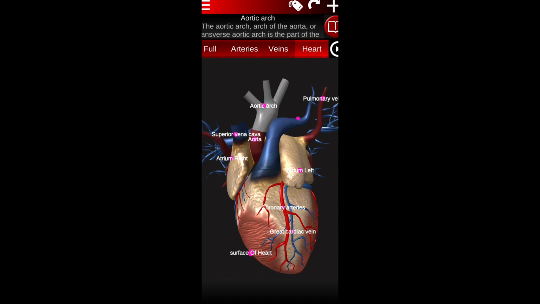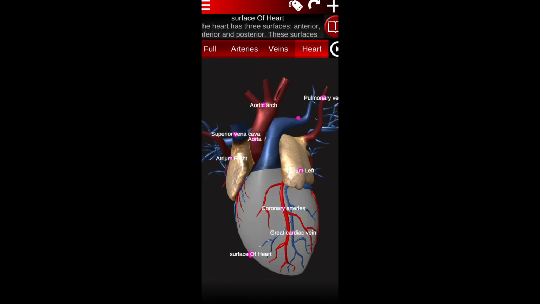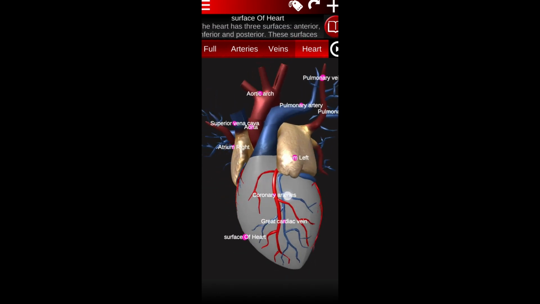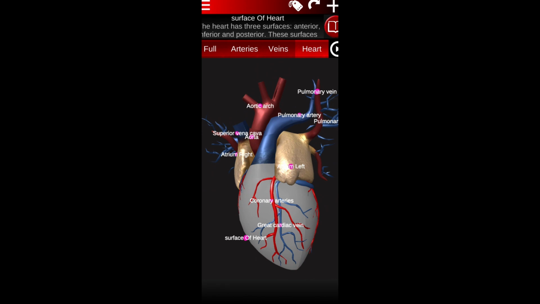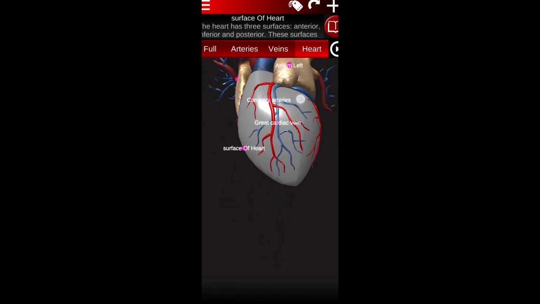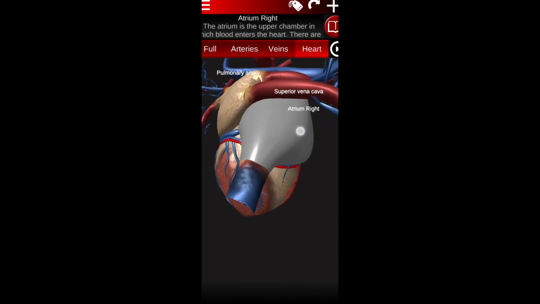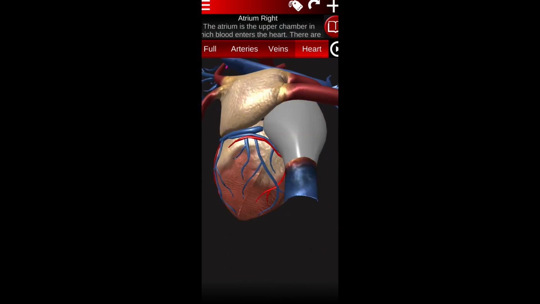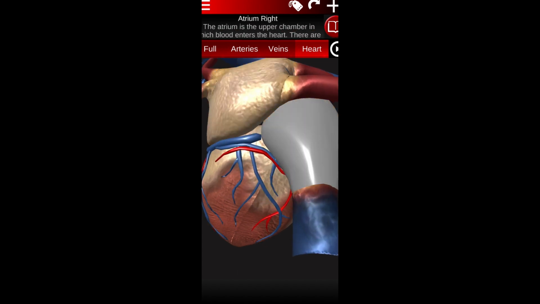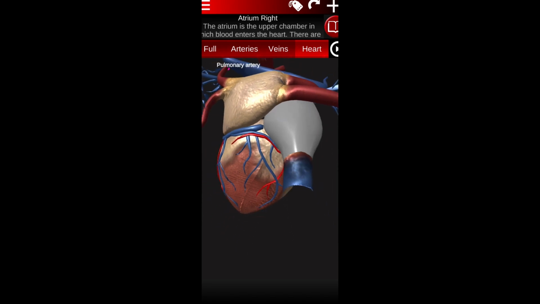And here you can see that the arch of aorta gives origination to three arteries. We'll be talking about those in different videos. Here also you can see that these are the veins, the pulmonary veins. So this is the heart. And here, in this part, these are the great cardiac veins which are moving from here, and on this junction there will be the origination of the coronary sinus.